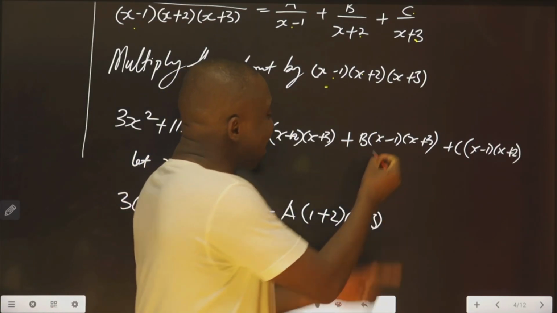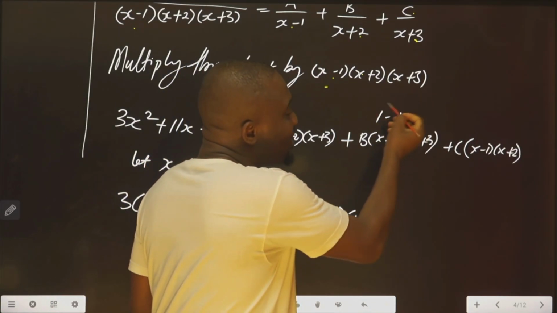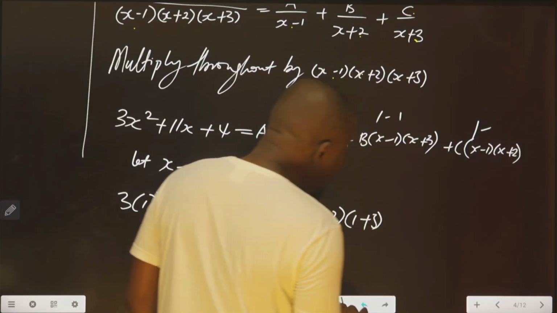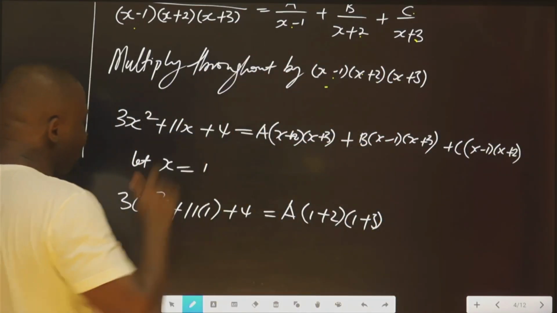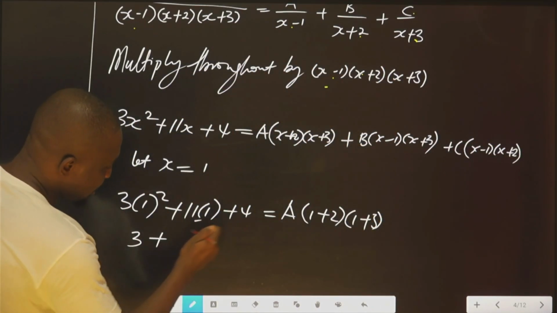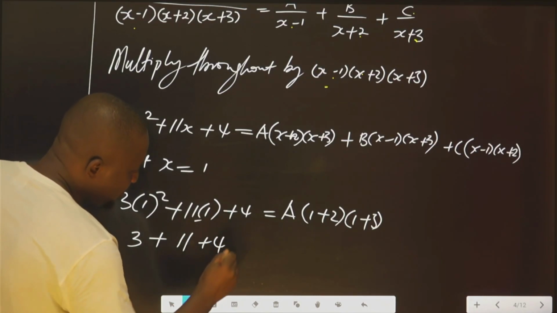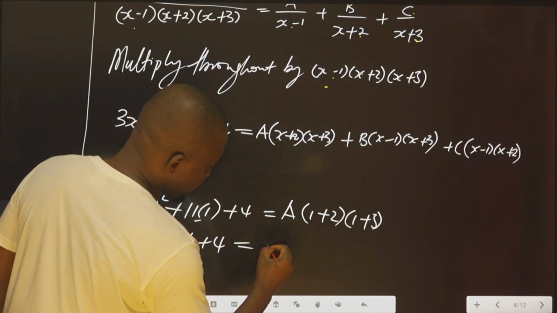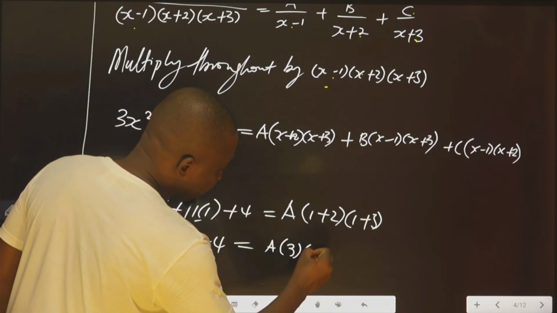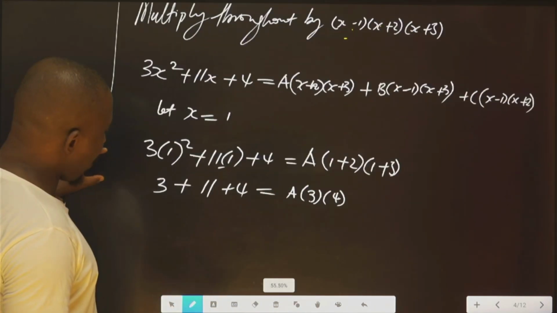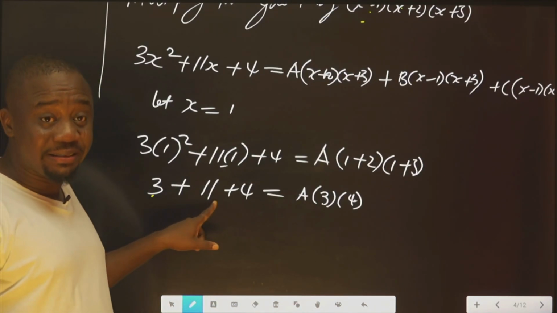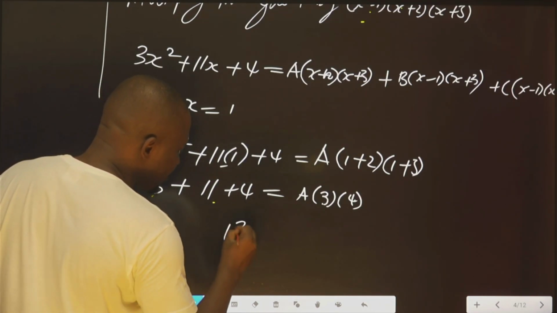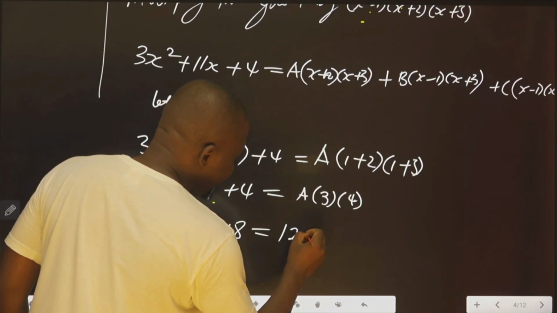If I put 1 here, this is 0. It will kill this. The same thing, 0 to kill this. Therefore, no need to waste our time with this. Already eliminated. This will give us 3. This is 11 plus 4 equal to, this will give us what? This will give us a, 3, 4. You agree with me that this and this will give us 14. Plus 4 is 18. So we say 18, therefore, is equal to 12a.